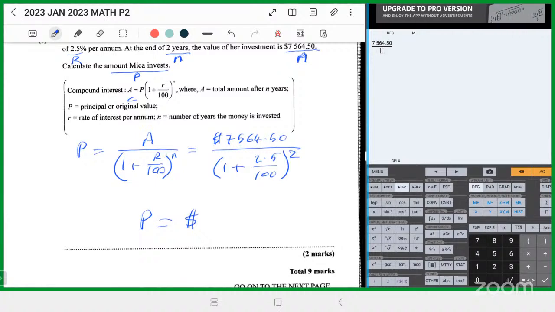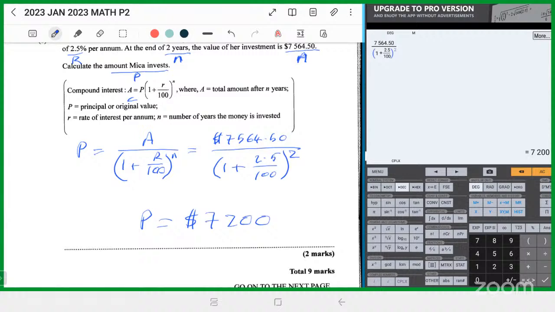7564.50 over. Then here I'm going to put the bracket. I'm going to put the 1 plus the fraction again, the 2.5 over the 100, putting it exactly as it appears here. Close the bracket, and that is squared. That's it. 7,200 is the amount invested. Y'all got that? Good. 7,200, yes?